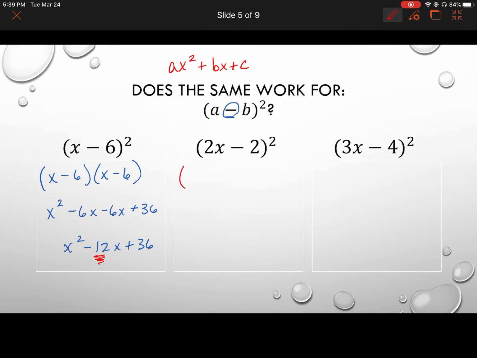Let's try it with this one where we've got 2x minus 2 times 2x minus 2. Right, 2x minus 2 times itself. First times the first would give us 4x squared. Outside times the outside, minus 4x. Repeat it again because the inside is the same thing, so negative 2 times 2x. And then the last terms would be plus 4. Combine like terms in the middle, we get 4x squared minus 8x plus 4.